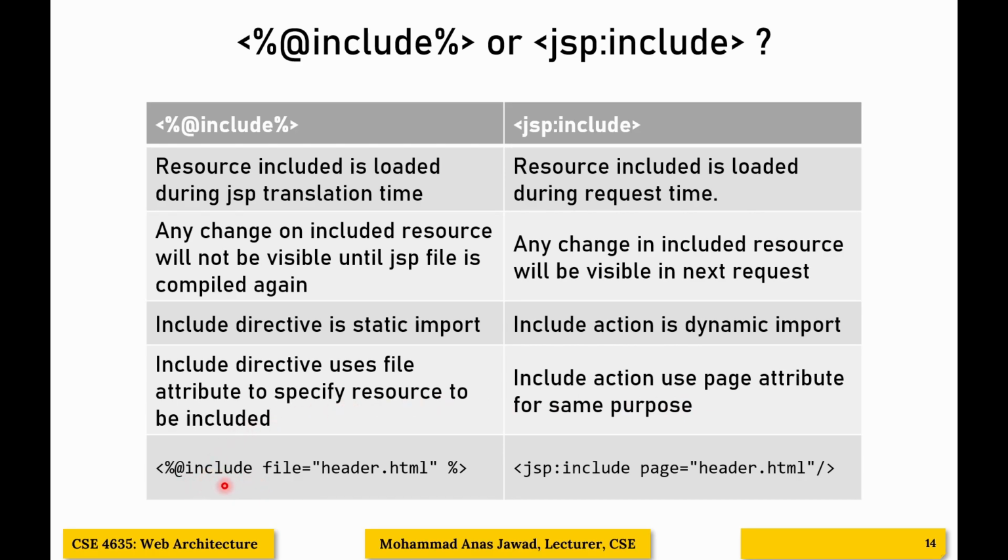So in this example here, for the include directive, we are using the file attribute to include the header.html file, whereas in case of the include action tag, we are using the page attribute to include the header.html file.